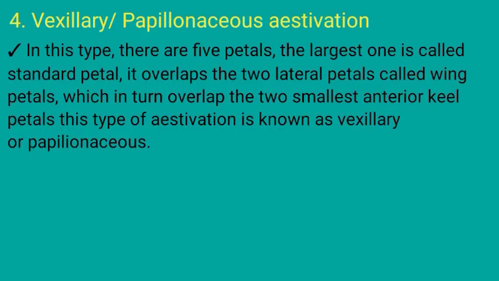The very last type is vexillary or papilionaceous aestivation. In this type, there are 5 petals. In those, the largest one is called standard petal. It overlaps the 2 lateral petals called wing petals, which in turn overlap the 2 smallest anterior keel petals. This type of aestivation is known as vexillary or papilionaceous aestivation. Examples: pea, bean and other Leguminosae or Papilionaceae or Fabaceae family plants.